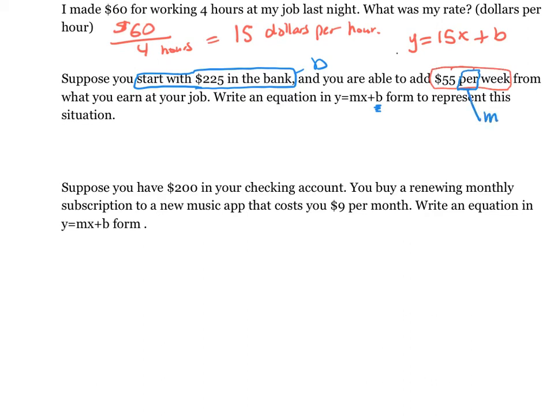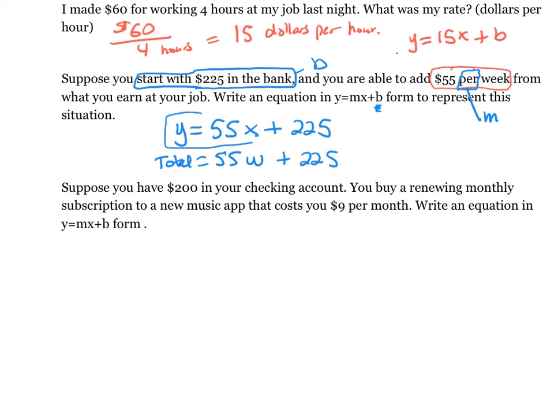So I can write an equation, and we'll just use y and x as the variables for right now. y equals 55x plus 225. And sometimes people will replace those letters for the problem. So it might be something like my total equals $55 per week plus $225. But that's a linear equation, and I could graph this. You can pay attention to the variables it tells you to use on your homework.